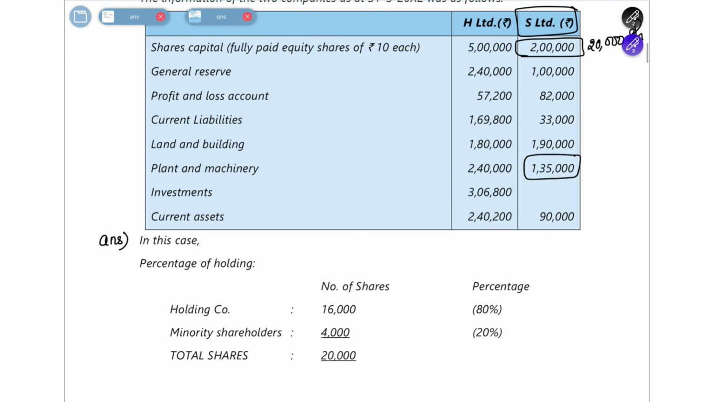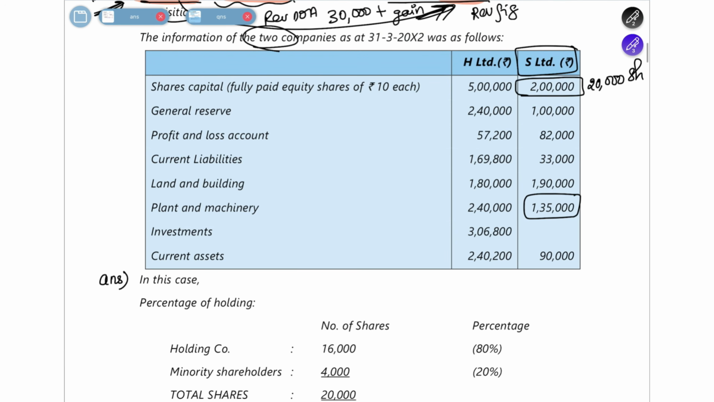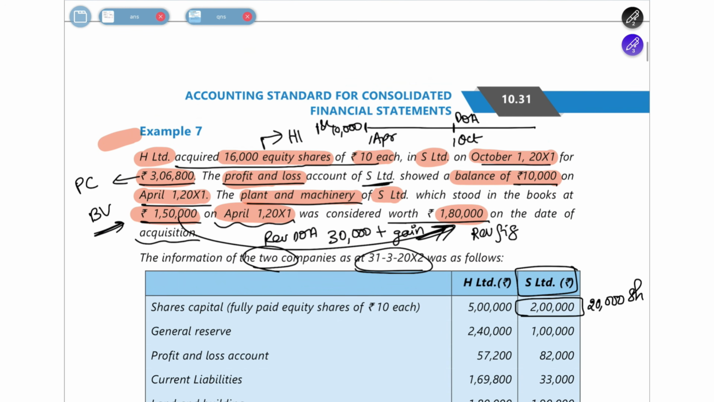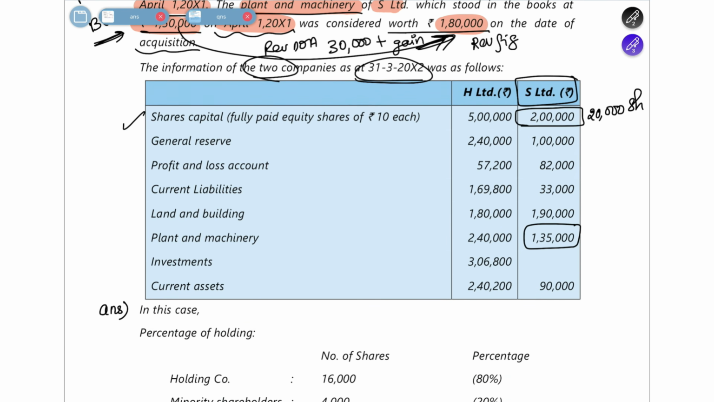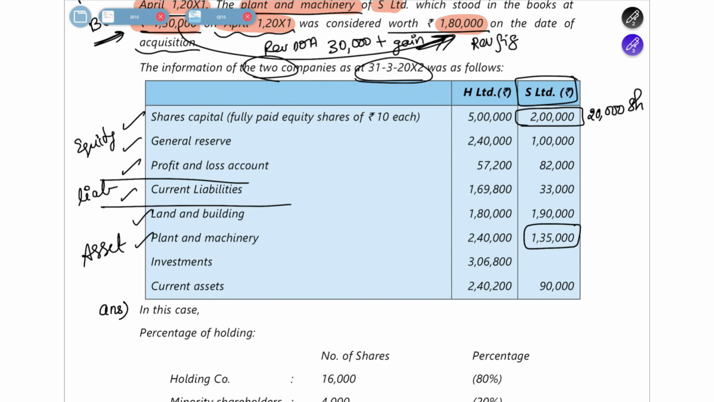Okay, and then they have given you information about both the companies on 31st March 2002. So as on 31st March they have given you information. What is the share capital, general reserve, P&L account, current liabilities. So this is about your equity part, they have given information. This is about your liability part information, and the rest of it is the assets part information, where they have given you about land and building, plant and machinery, investments and current assets. Okay, so I hope you have understood this.